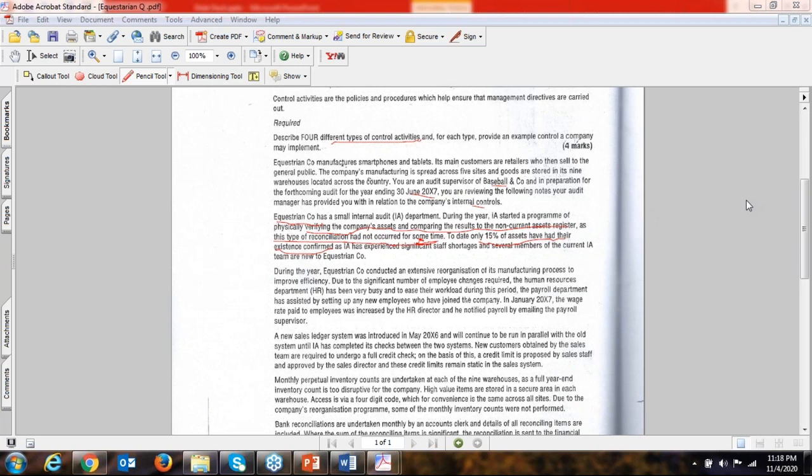So now we are going for the recommendation. Now the ball is in your court. What should be the recommendation for this deficiency? What should be the recommendation to cover this deficiency?